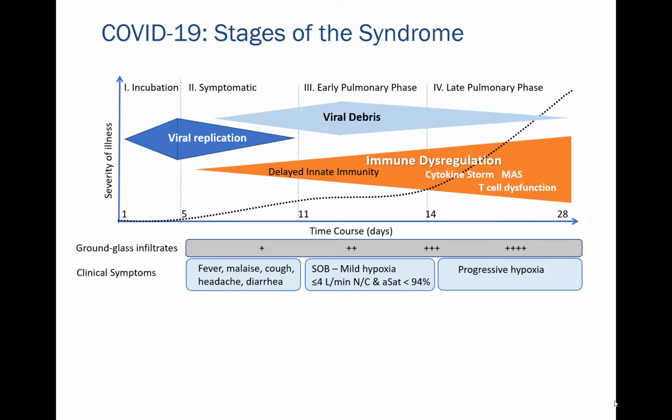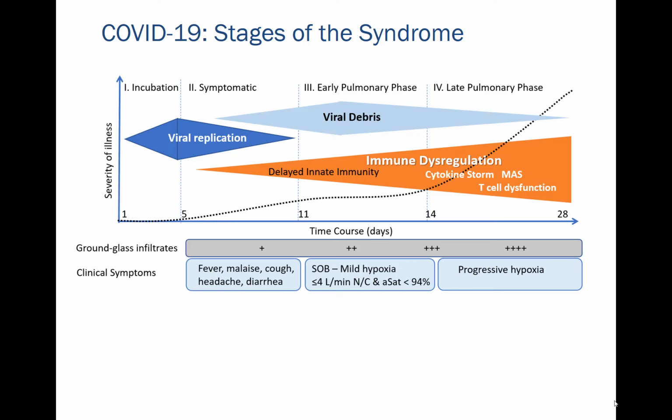There's a profound immune response to the viral debris. But it's important to note these are not live viruses. These are pieces of dead virus. And again, the symptoms during the symptomatic phase: fever, malaise, cough, headache, diarrhea. In the pulmonary phase, patients develop lung involvement with hypoxia, which is decreased concentration of oxygen in the arterial blood, which we'll come to, as well as shortness of breath.